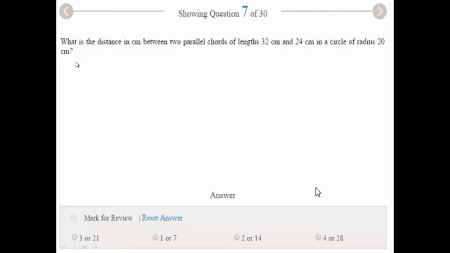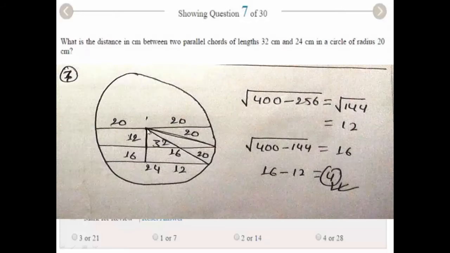Okay, first of all we have to draw a circle. The radius of the circle is 20 centimeter, so the total diameter is 14 centimeter. The first chord is 32 centimeter and the second chord is 24 centimeter. So just draw a perpendicular to the first and second.